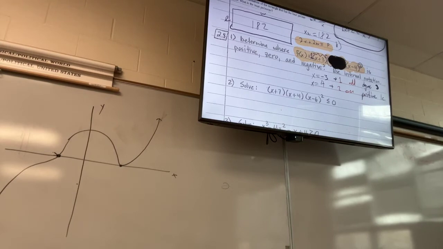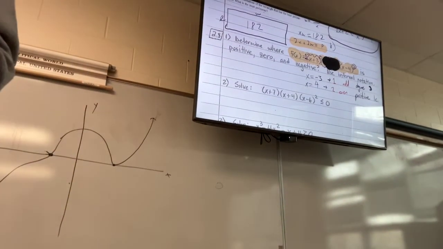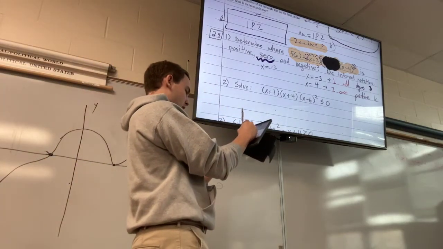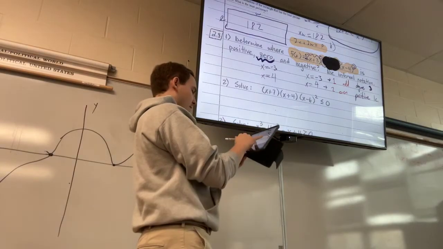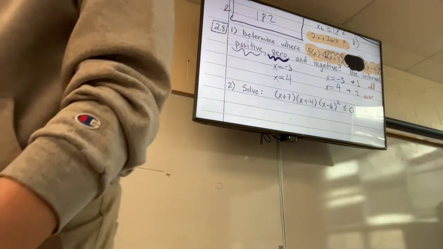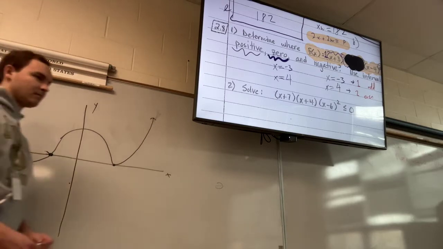I think we all know where it equals 0. What are the zeros, guys? x equals -3 and x equals 4. And then for positive, we need to write down intervals where the function's positive. Where is the function positive, and why?